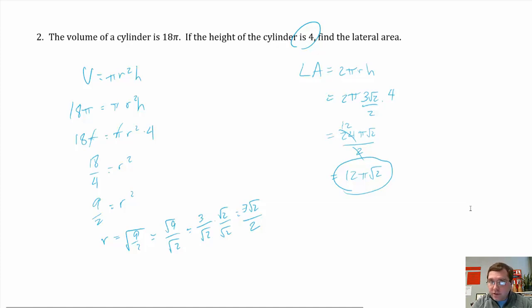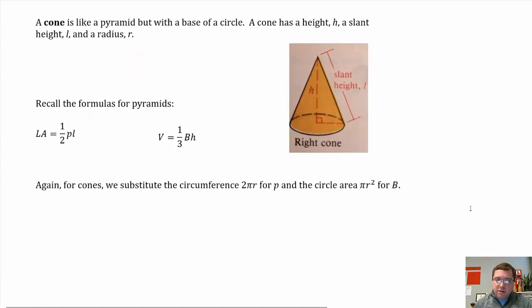So those were cylinders, which are a special type of prism. Now, cones, which are a special type of pyramid. A cone is essentially a pyramid whose base is a circle. So a cone has one base, a cylinder had two bases.